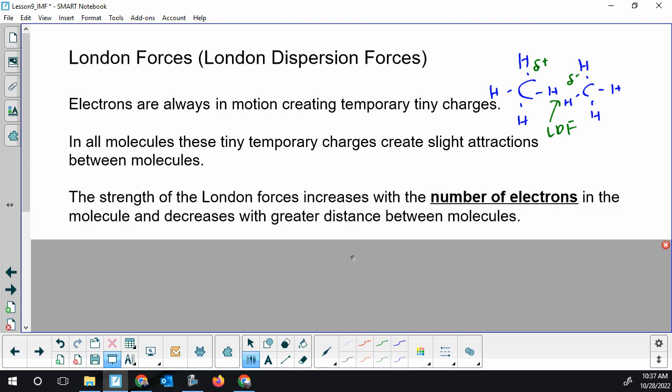Every molecule has electrons, every molecule has London forces. The more electrons a molecule has, the greater the little pluses and minuses you'll have. So the greater the London forces. So an oversimplification would be bigger molecules have more London forces than smaller. It's not actually the size, it's the extra electrons that a bigger molecule would tend to have.